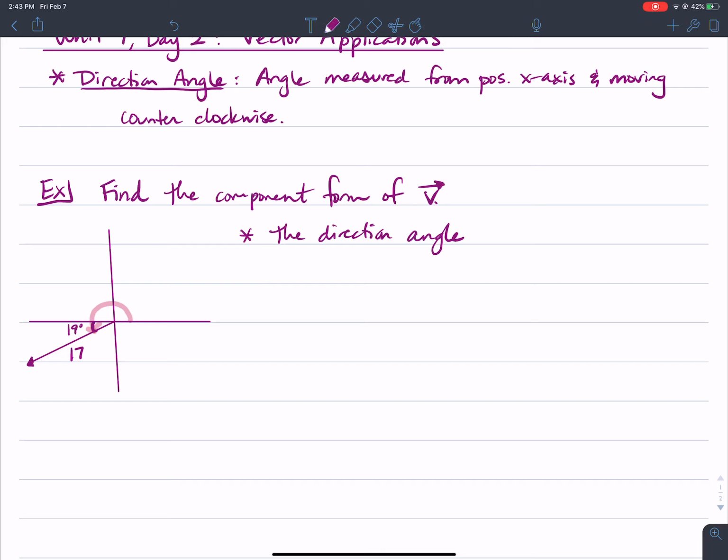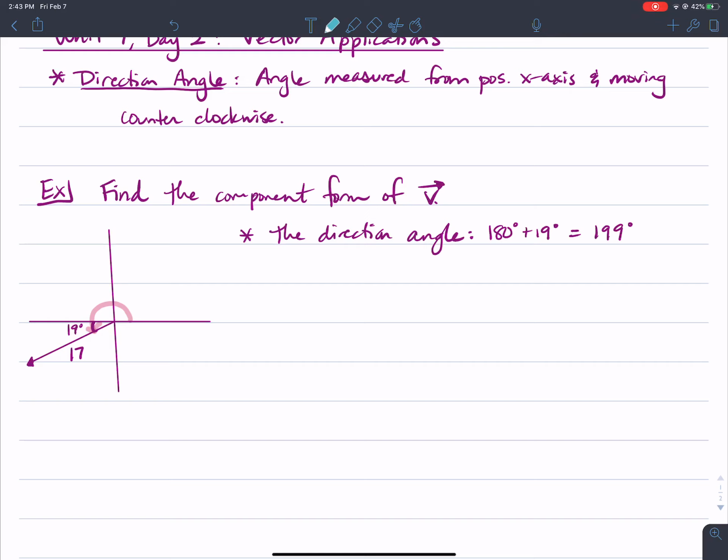So to figure out what the direction angle would be, it's going to be 180 plus the 19 for this one. So the direction angle is going to be 199. Okay, now that 199 can be helpful when you're doing your math for this. There's two ways you really could do this problem, so I'm going to discuss both of those ways.